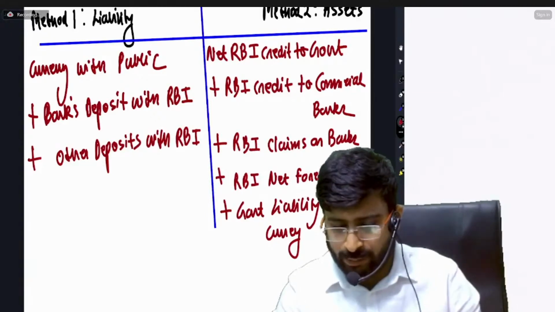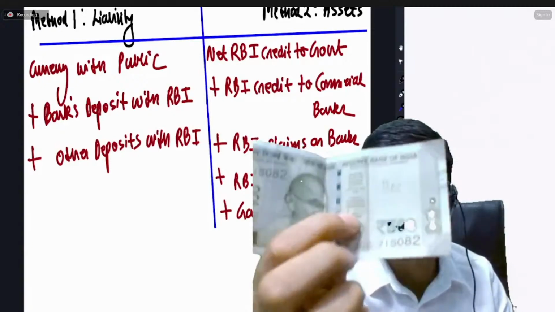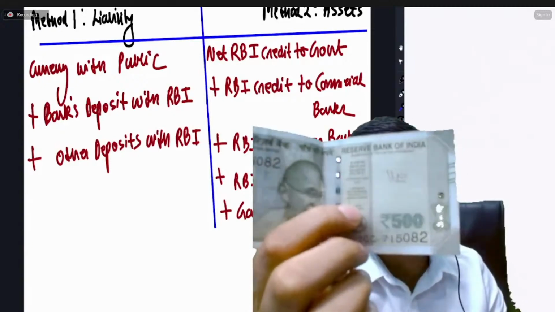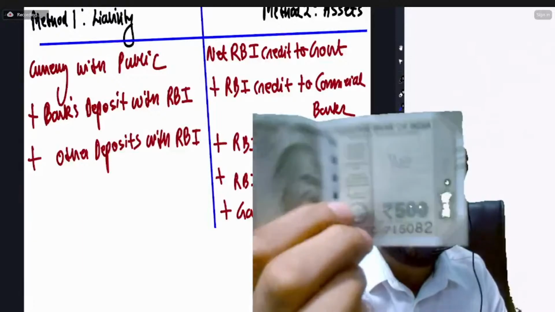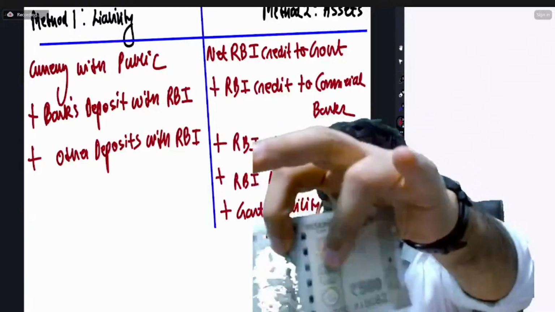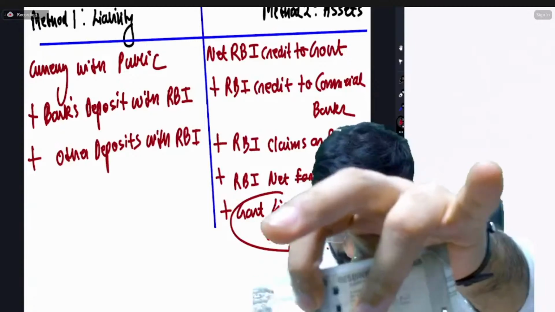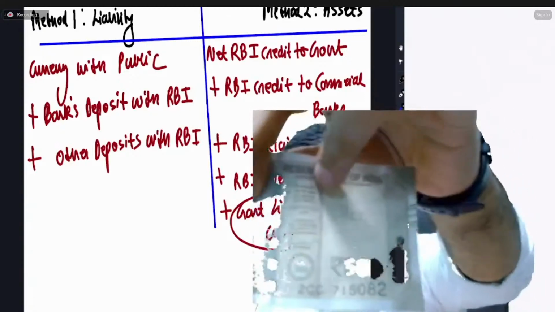Friends, I don't know whether the camera will be able to catch it. But just beside the 500, it's written and signed by the RBI governor: I promise to pay so and so money. You see here, this promise is the government's liability to the public and currency. This portion is written in every note.